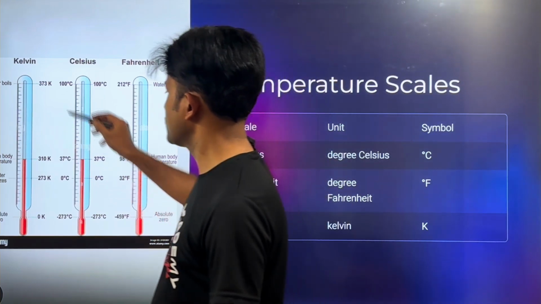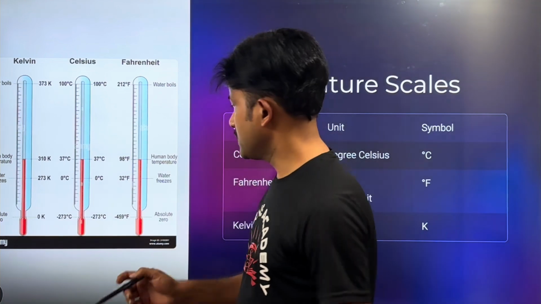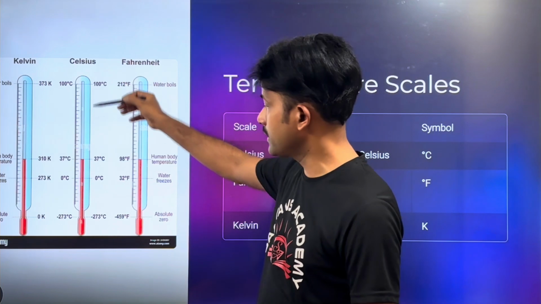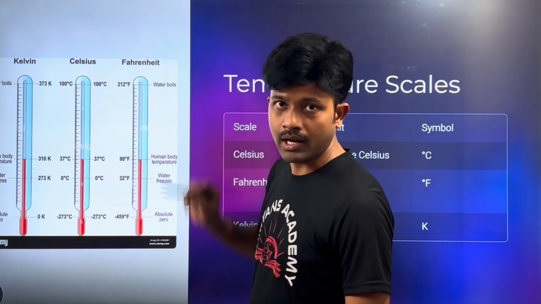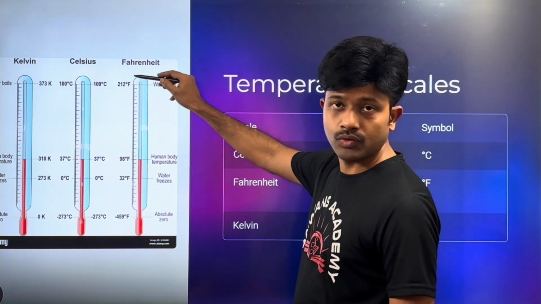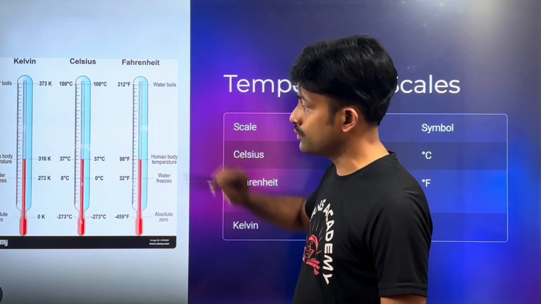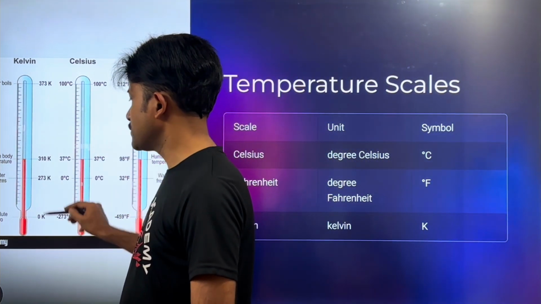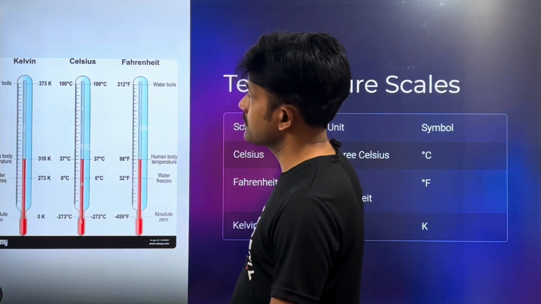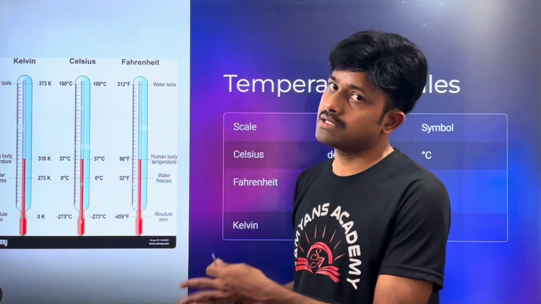Now you see, this is the Kelvin scale, this is the Celsius scale, and this is the Fahrenheit scale. Have you observed that the Celsius scale starts from 0 degrees Celsius to 100 degrees Celsius? And the Fahrenheit scale starts from 32 degrees Fahrenheit to 212 degrees Fahrenheit. And the Kelvin scale starts from 0 Kelvin to 373 Kelvin. Then how do you convert degrees Celsius into Kelvin? By adding 273.